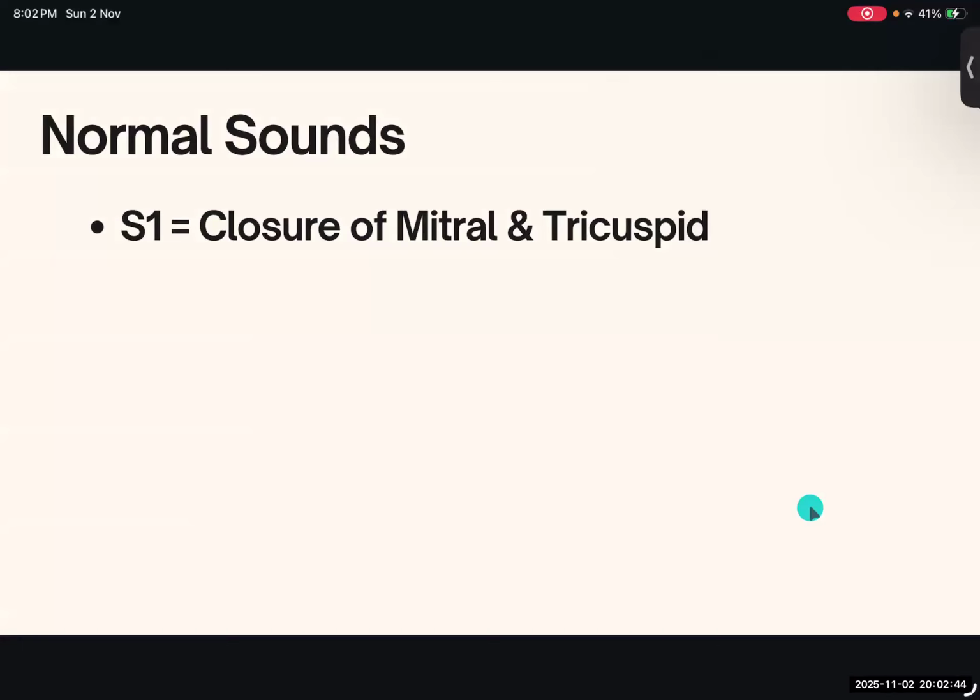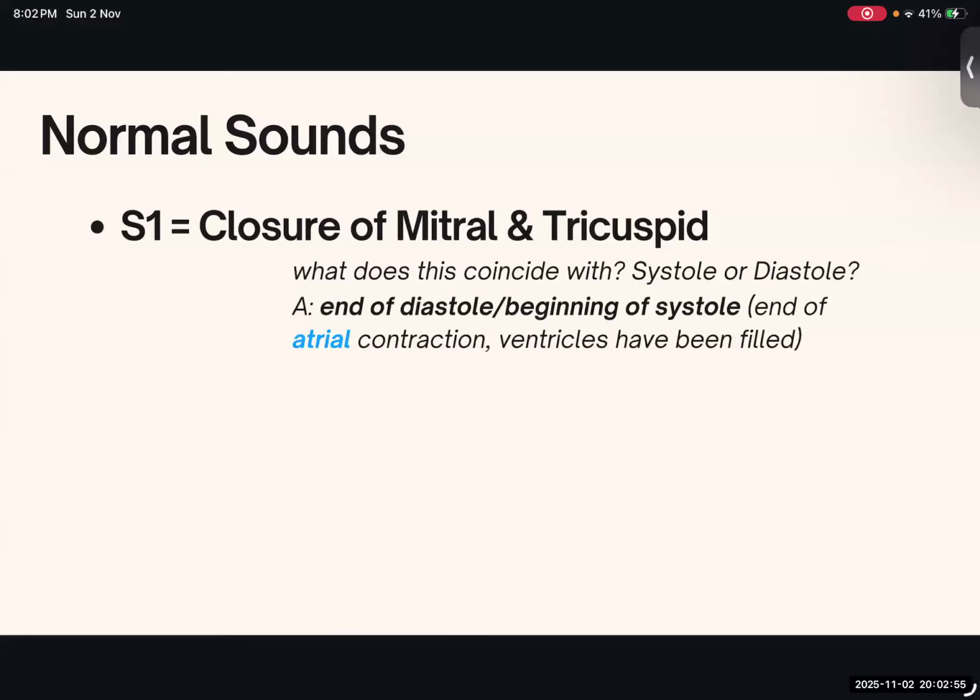And all of you guys are correct in some way, but you have to be very specific when specifying when S1 and S2 start. So once we close the mitral and tricuspid valve, this coincides with the end of diastole and the beginning of systole, okay? Now, I think somebody wrote this in the chat, so props to you. But the end of diastole is when we close the valves that lead from the atria to the ventricles. So we have finished the filling stage and we have started the shooting or the pumping stage, okay? So this coincides with the end of atrial contraction or ventricular relaxation.